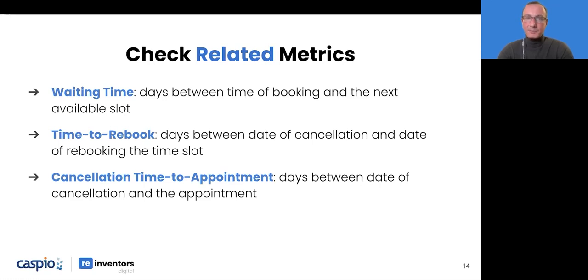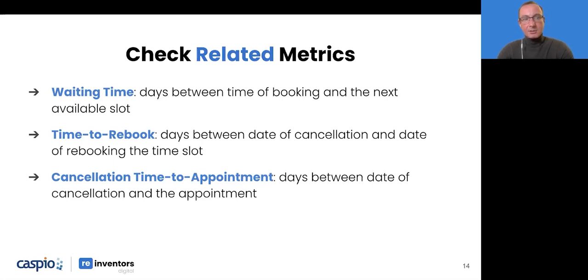Nobody loves to wait. And if there is competition on the market, if your patients have alternatives, some of them may book an appointment with you and then continue searching for another opportunity which may happen earlier. And if they do, they will book an appointment with another practice and cancel yours. So it really makes sense to check the duration of your waiting time and look for dependencies between these two metrics.